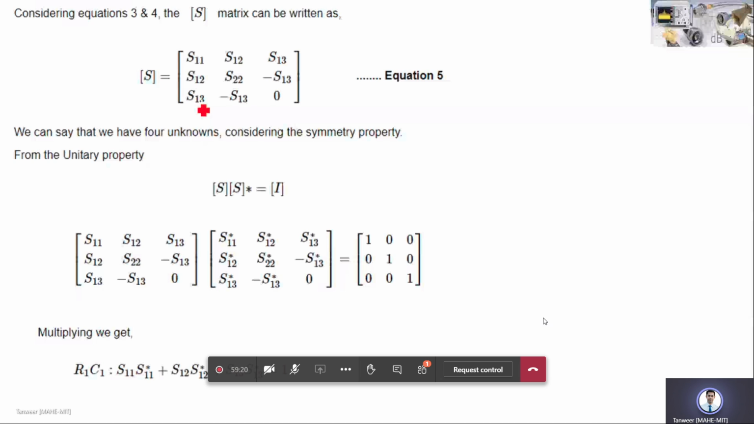Similarly, here it will be S31. S31 is analogous to S13. Correct? Then again S32. S32 is analogous to S23, and S23 is again equal to minus S13. Port third is perfectly matched, so 0. Any confusion till here? I'm asking, any confusion? No, sir.